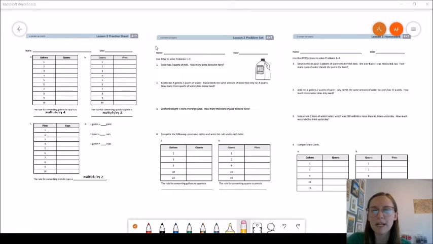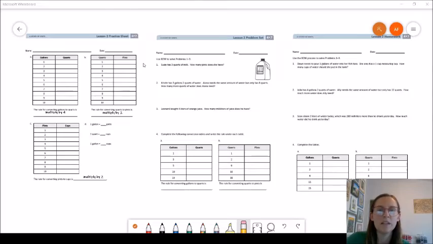Before you complete the problem set, you should have watched the concept development video and completed this Lesson 2 practice sheet. So you should have all of your unit conversion tables and your rules for your unit conversions for gallons to quarts, quarts to pints, and pints to cups.